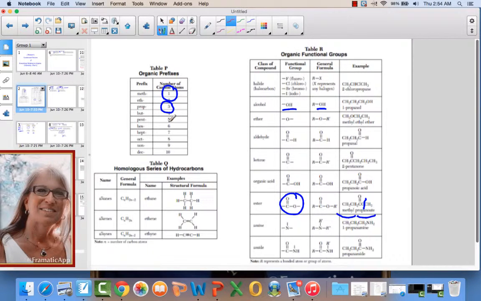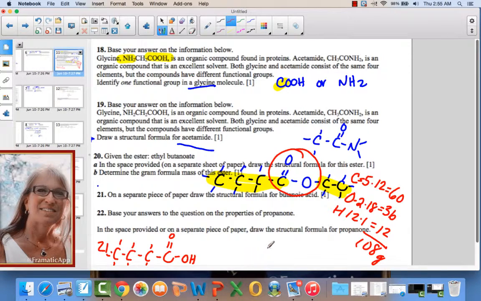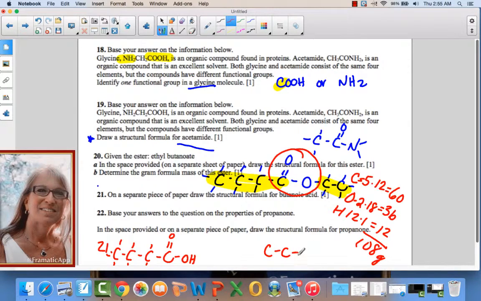I just need propanone, 3 carbons, and in the ketone, remember, your double bonded oxygen has to be on an interior carbon. So prop, 1, 2, 3, double bonded oxygen. It's got to be on an interior carbon, otherwise it would be an aldehyde. So for that reason, in order to make a ketone, you need a minimum of 3 carbons, because otherwise you wouldn't have an interior carbon. All right, moving on.